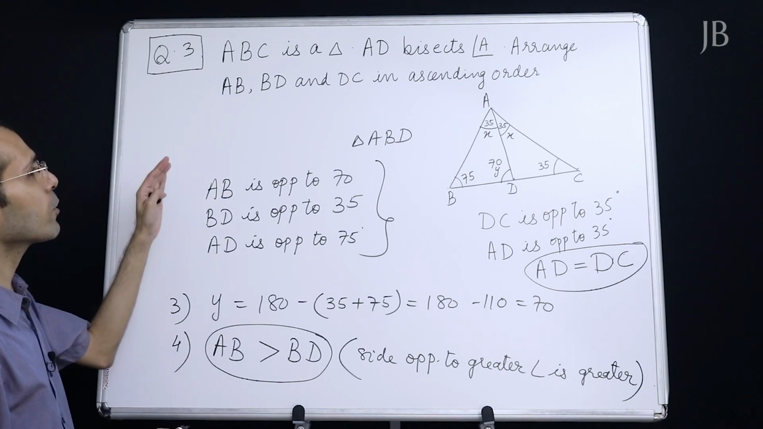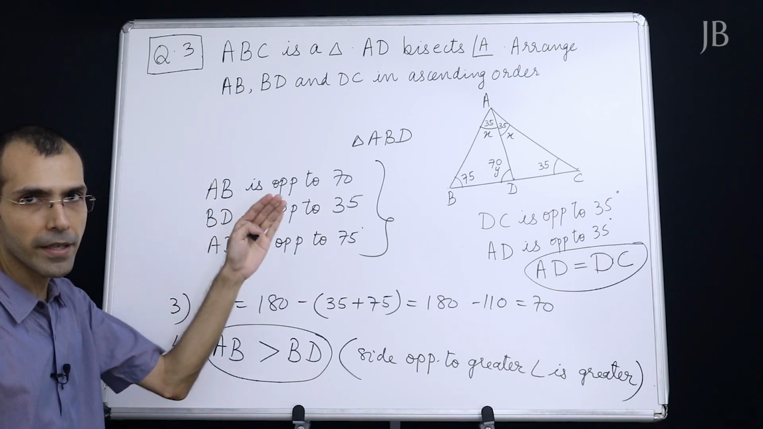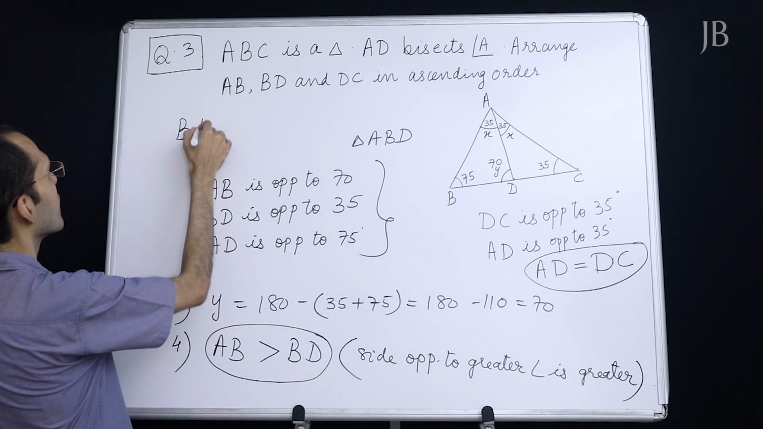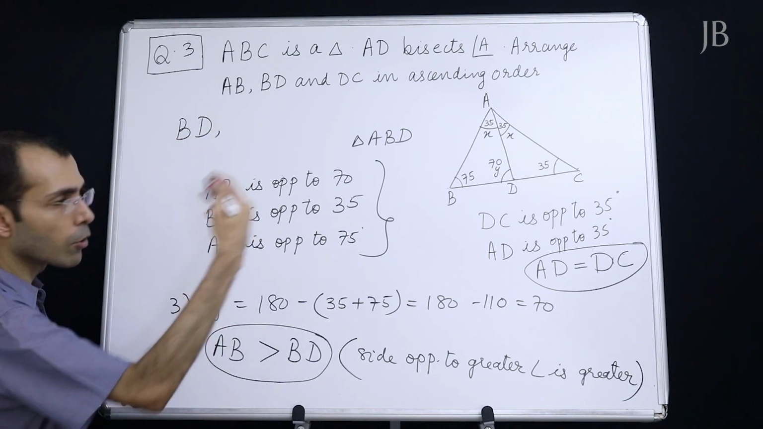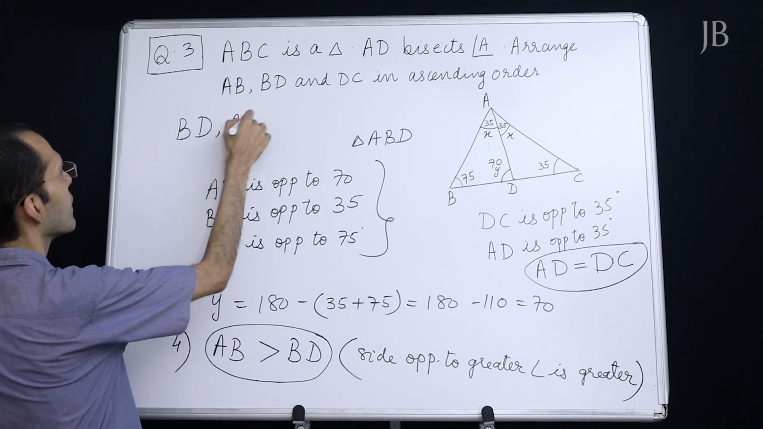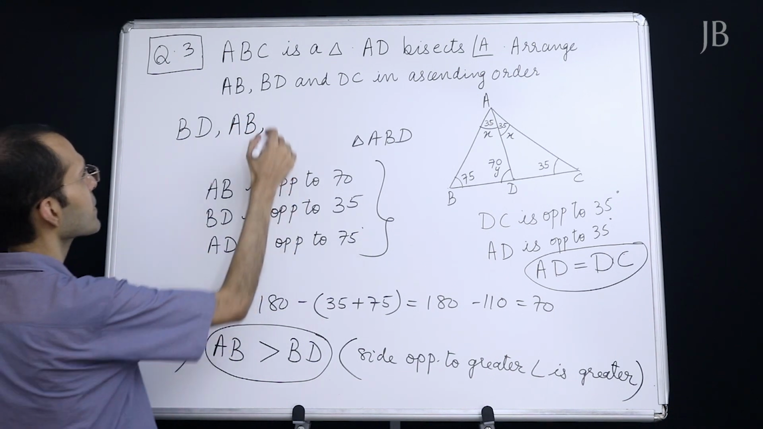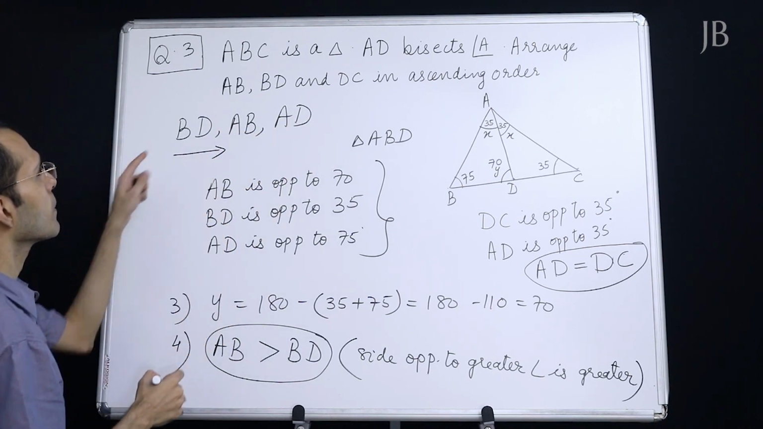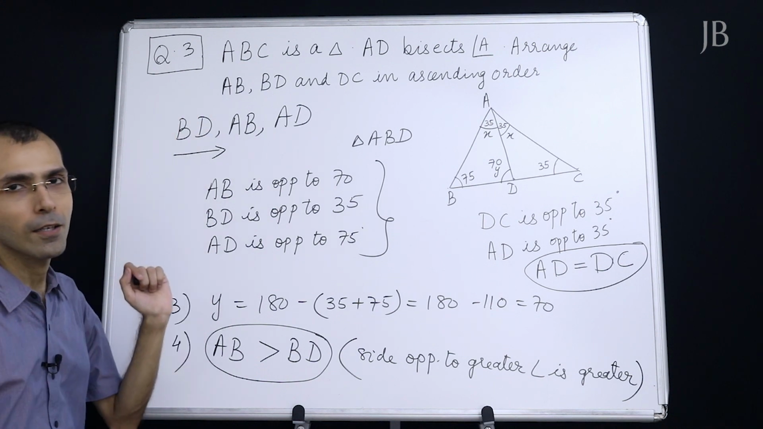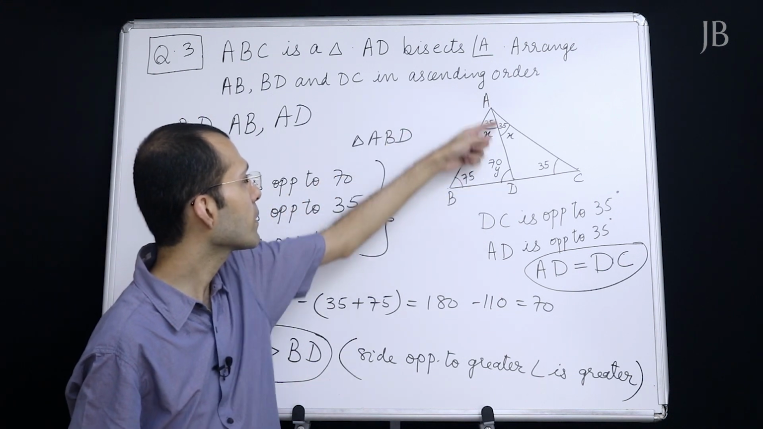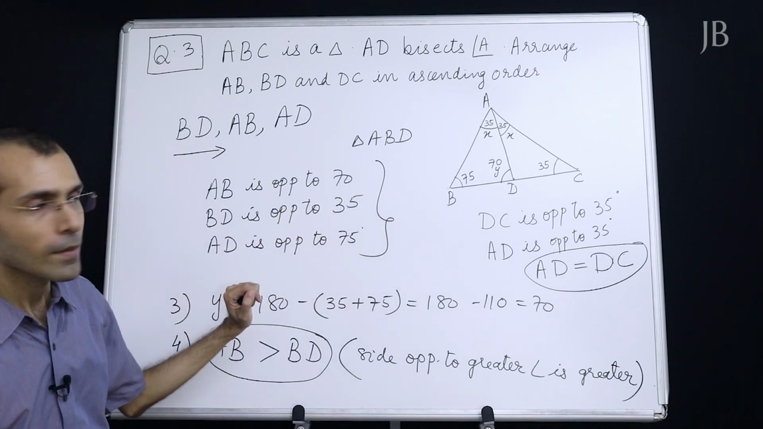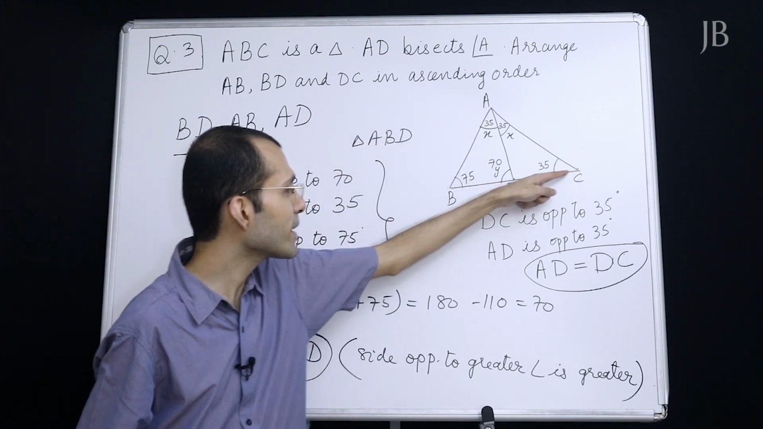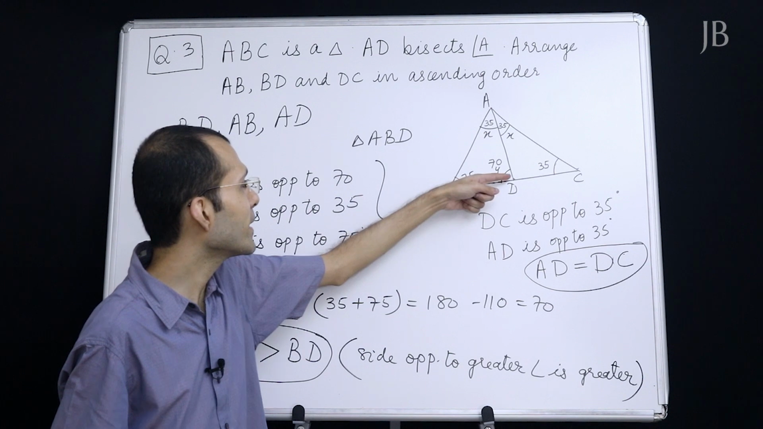So which one? Now ascending order means what? Small, big, bigger, like that. So which is the smallest here? BD. Then little more big, AB. And which one will be the greatest? AD. So this is your ascending order. BD, AB and AD. But the problem is AD is not required. They want you to get DC. So AD and DC are equal. Na? We just now proved it. AD and DC are equal.